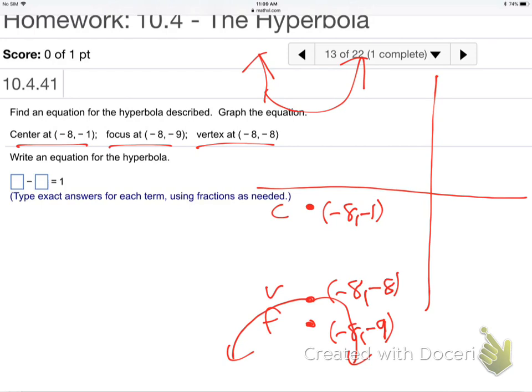Yeah, Cyrus. Are you sure the focus is inside? Because it says -9, and the vertex is -8 for y. So this is down 1, down 2, down 3, 4, 5, 6, 7, 8, down 8, and down 9 is further down. Isn't the -9 outside of the -8 where the vertex would be? By outside or inside, I mean inside the rounded part.